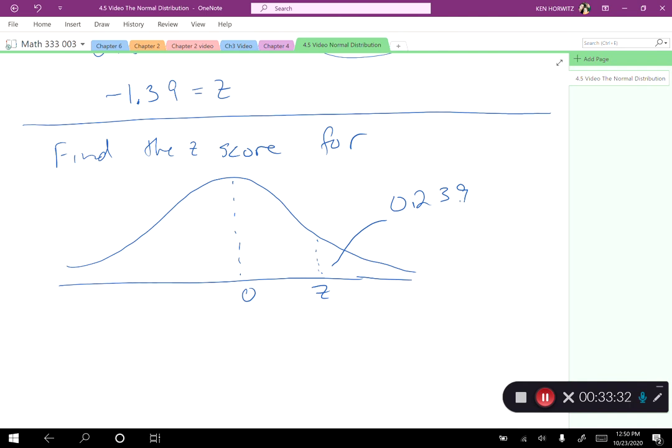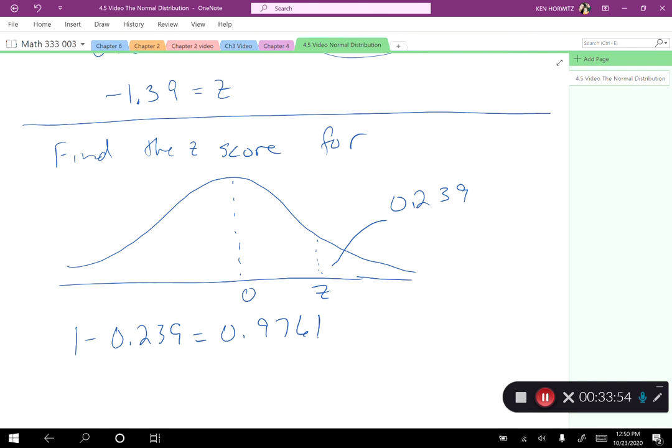But in order to use my chart, I need area to the left. So what am I going to do? I'm going to do 1 minus my area to the right. And that should give me my area to the left. By my count, I got 0.9761.